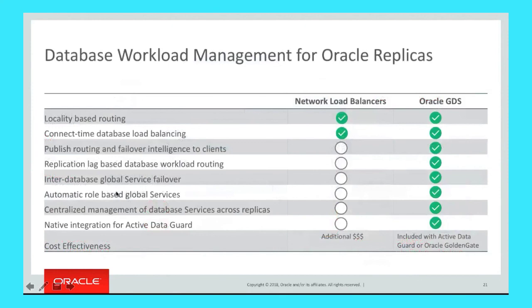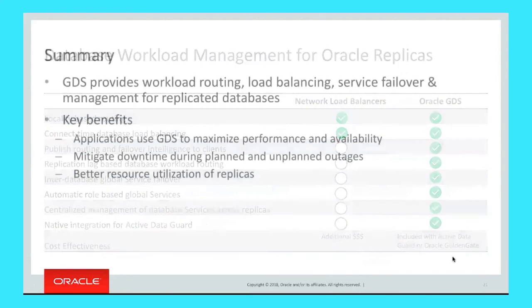GDS provides service failovers. With Active Data Guard, it also does role-based global services, so that if you do a role transition, whether it's a switchover or failover, the global services also get relocated based on the role that you set for the databases, right? And then centralized management of your database services across replicas. As I mentioned before, it's a simple interface with which you can set your policies and manage your workload, right? And it's included with the Active Data Guard or GoldenGate license. There is no additional purchase that you would have to do, right?